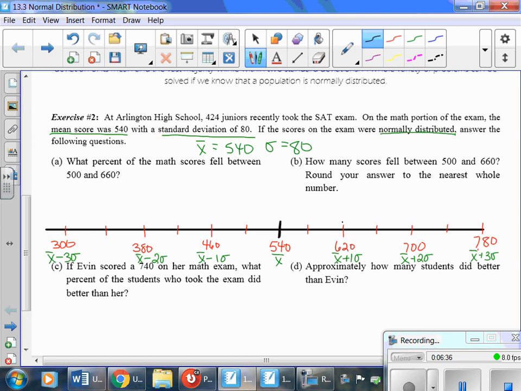Then I added 80, that's my mean plus 1 standard deviation. Then I added 80 more and I got 700. That's my mean plus 2 standard deviations. And then I add another 80 and I got my mean plus 3 standard deviations. And then I worked it backwards. I minus 80 and I got 460, so that's the mean minus 1 standard deviation. And then I have 380, which is the mean minus 2 standard deviations, and I minus 80 again and I got 300, which is the mean minus 3 standard deviations. So that's the first part of this.